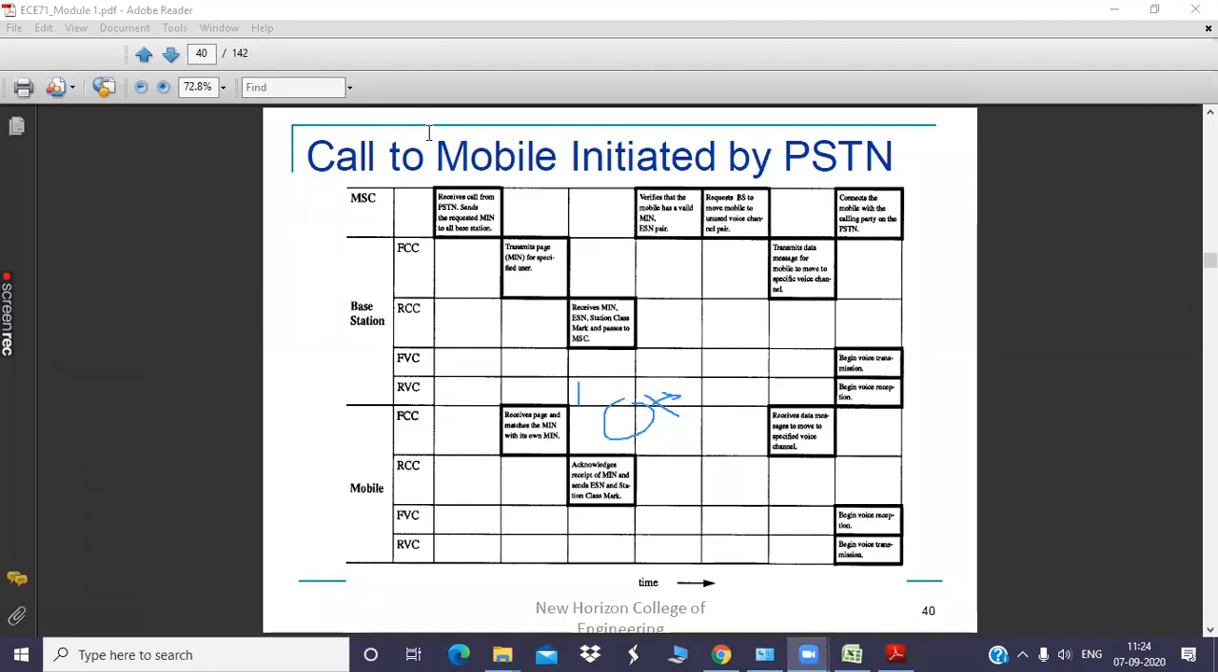Okay. So here, as you can see the heading, here we have discussed how to establish a call between a mobile user and the PSTN user such that the call is being initiated by the PSTN. Okay, please remember where the call is being initiated. Call is initiated by the PSTN, means from the land phone, the user is calling the mobile, another mobile. So before explaining this particular timing diagram, you should know about these abbreviations: FCC, RCC, FVC, and RVC.